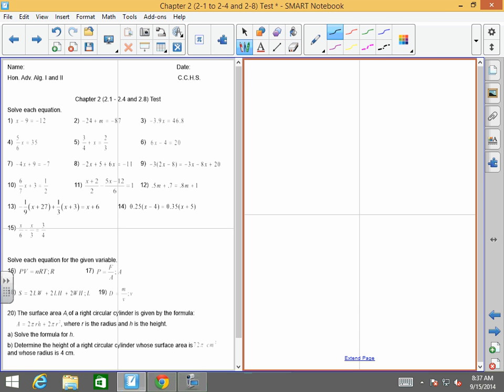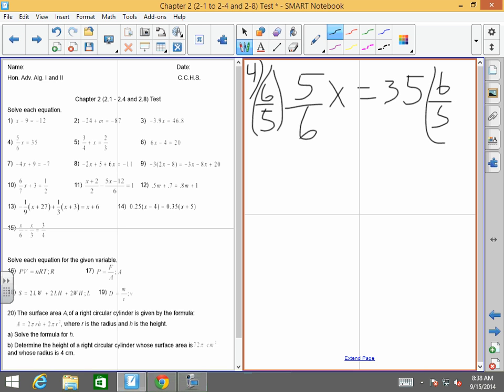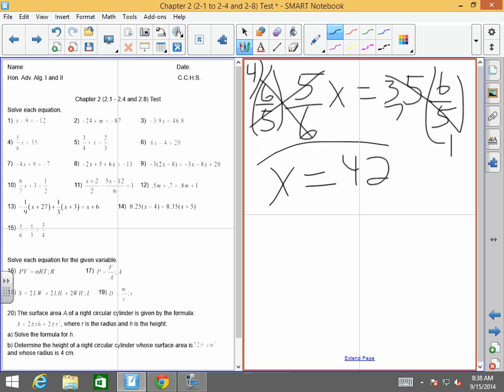Number 4. I've got 5/6 x equals 35. Now remember, my brothers, I had told you guys and taught you guys that when you're doing this and you have a fraction being multiplied to a variable, the easiest way to do this is to divide by that fraction. You have to divide because you're canceling out multiplication. But when you're dividing fractions, you're actually multiplying by the reciprocal. So you multiply by 6 over 5 to both sides, gentlemen. These cancel. X will equal, 5 goes into 5 one time, 5 goes into 35 7 times. 7 times 6 is 42.